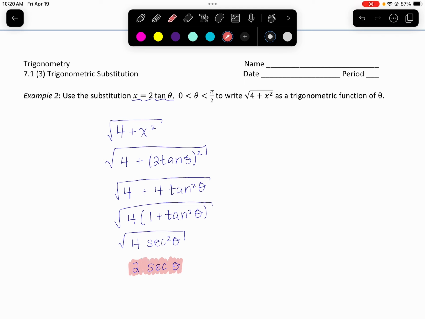So again, pause the video, try the your turn. It is very similar to the one we just did, and then come back and check your work.